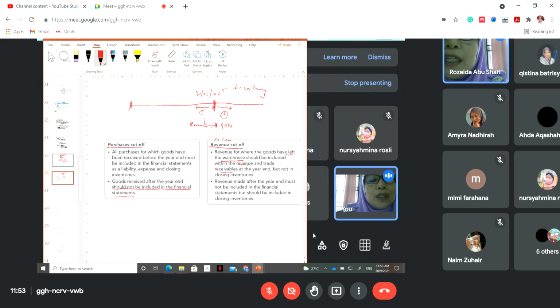Even if the GDN is already delivered, but the sales invoice is not yet prepared or not yet sent to the customer, according to the accrual concept earlier, you still need to recognize it. But the inventory is no longer there, it has gone out. So it should not be included in the closing inventory.